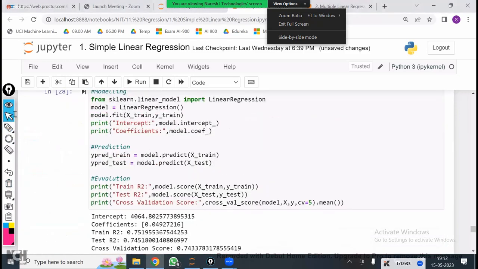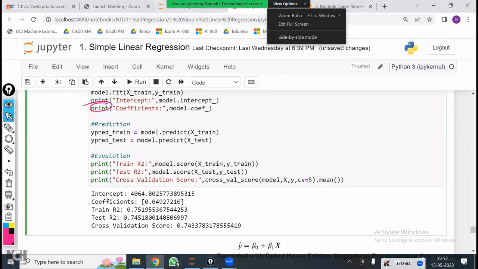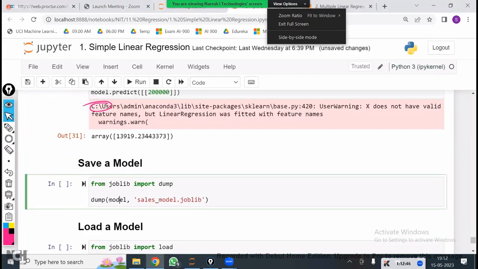For example, I want to save this model. What is the name of this model? Here some name is there, whether it is model 1 or something. Whatever name you have given here, you have to take that name here: model, comma, and in what way you want to save it on your laptop, desktop or hard disk. Sales underscore model. I want to save this model on my laptop as sales underscore model dot joblib.